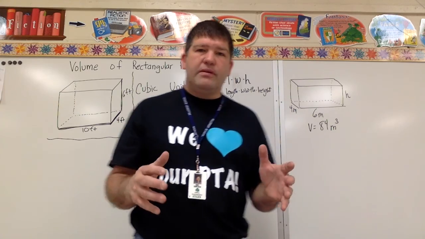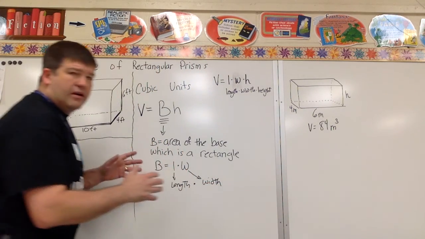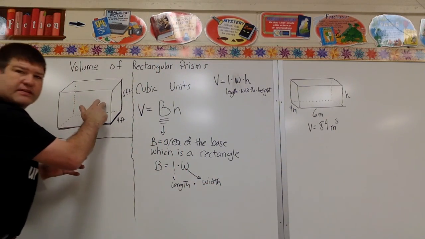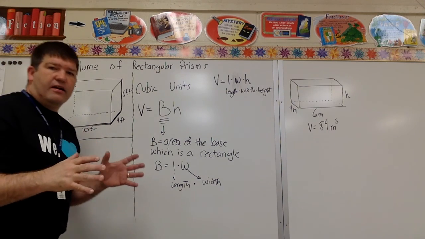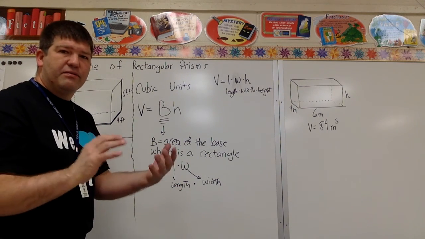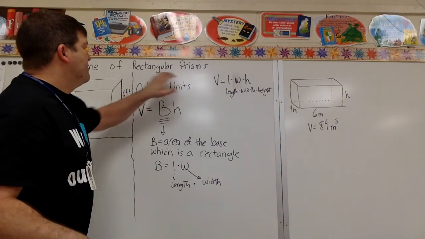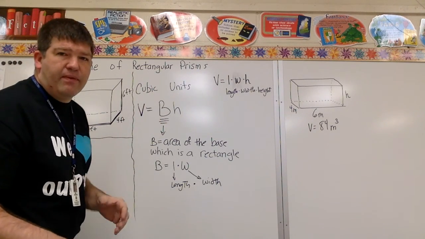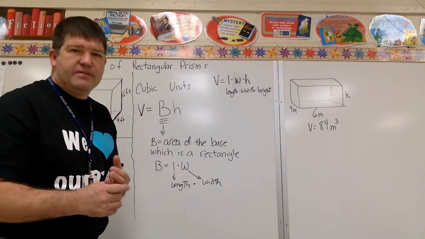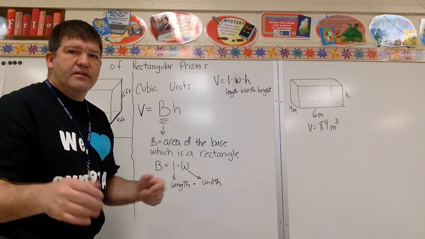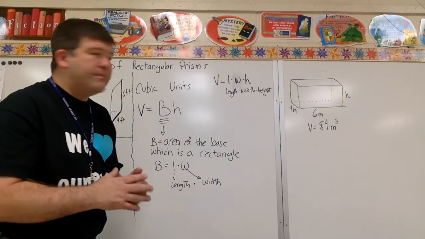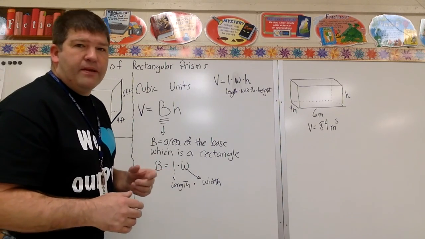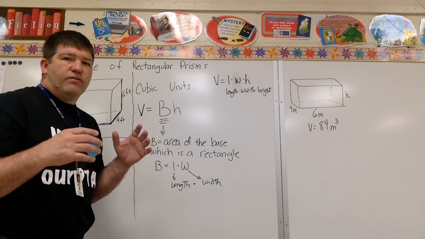And volume, you're trying to figure out how much fits in a shape, like a box. So we're talking about prisms. This is a rectangular prism. We'll eventually do volumes in a triangular prism and pyramidal, but we want to start with rectangular. So there's a formula to it.